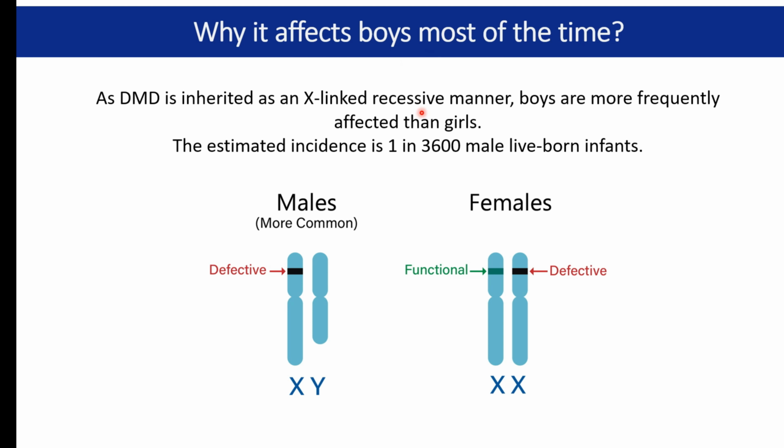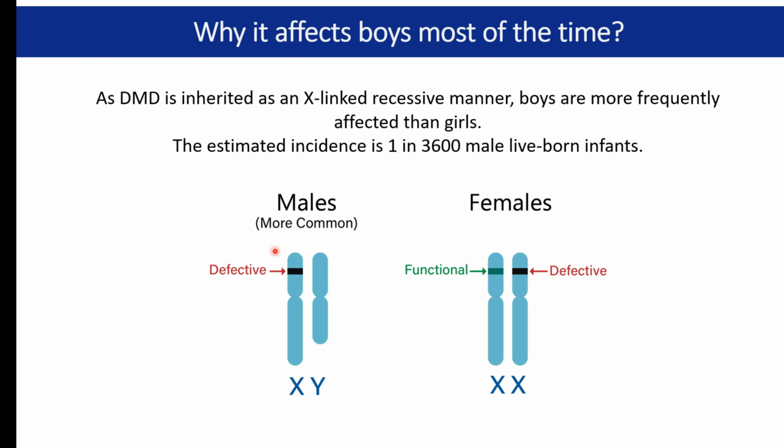So why does this affect mostly boys? Like I have shown in the previous section, in the case of males there is one X chromosome and one Y chromosome, and in the case of females there are two X chromosomes. The gene for dystrophin is present on the X chromosome. That means a male has only one copy of the gene, and a female has two copies.